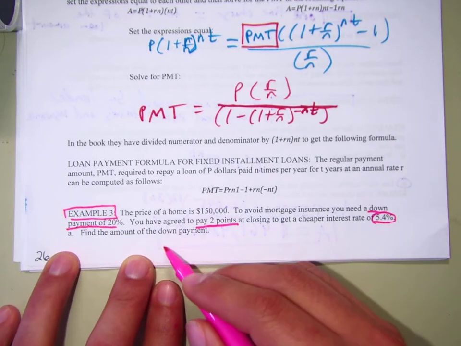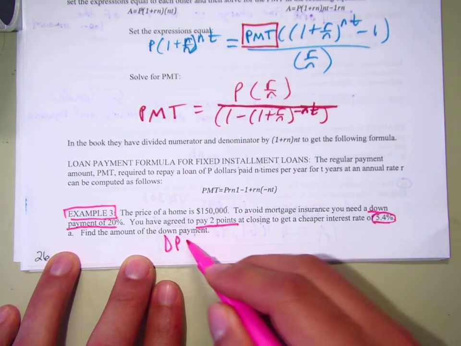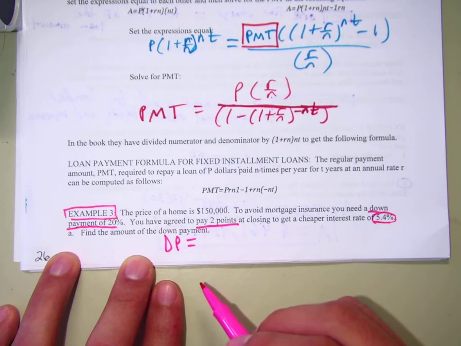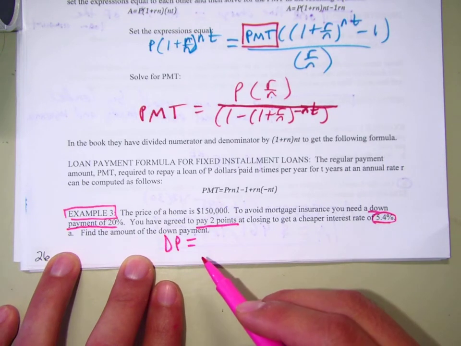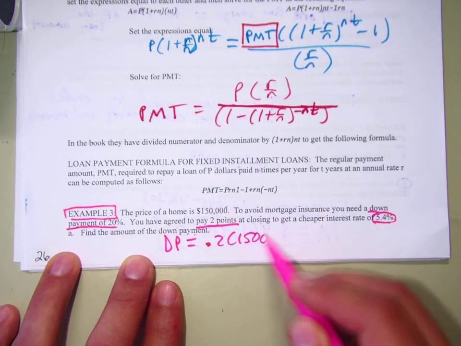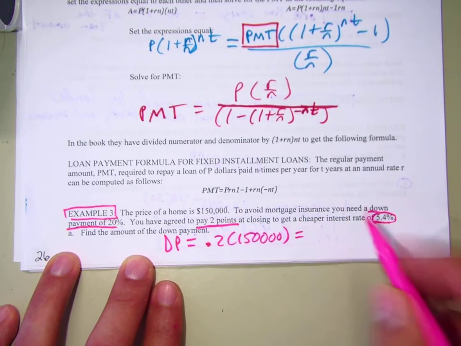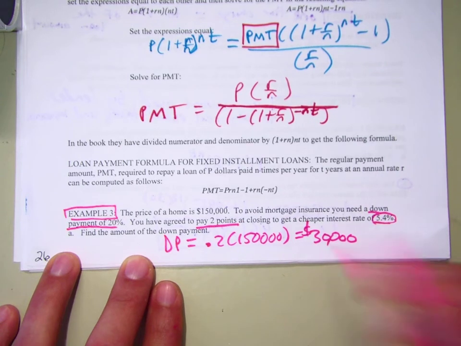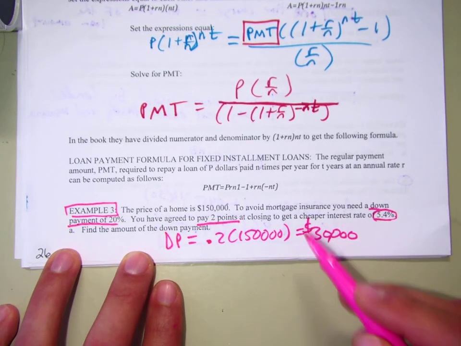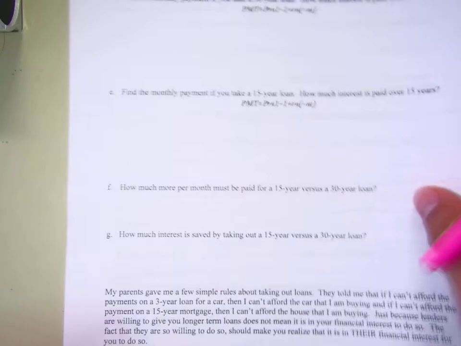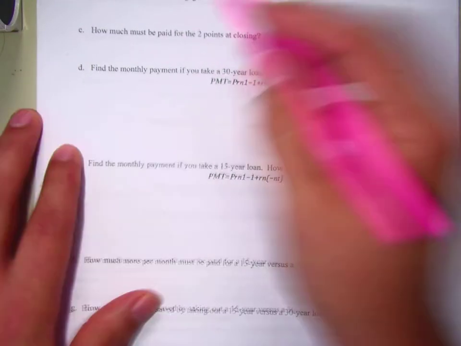Okay, so first, the down payment. Let's find out what that is. Down payment is 20%. So how do I find it? Good. And so what is that? How much? 30,000. Good. So right off the bat, you're handing over $30,000.